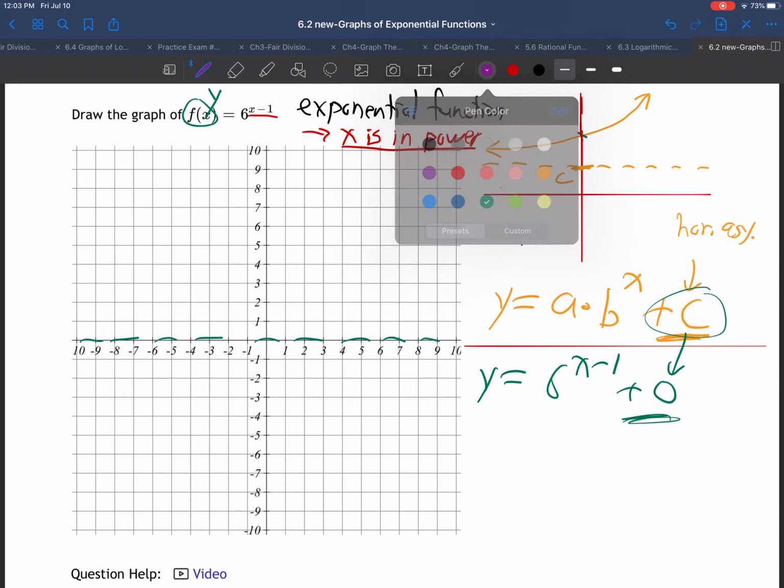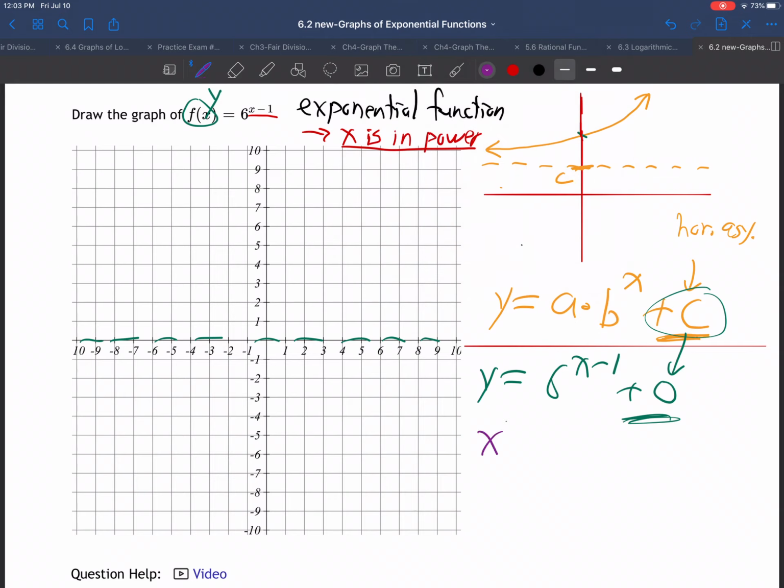Okay. Next, we need to graph some points. So how do we do that? Well, I'm just going to plug in whatever looks good. I usually just start with 0 because it's usually an easy number. It's going to do something a little strange here. We'll see. So plug in 0 for x. You're going to get 6 to the 0 minus 1. And that is 6 to the minus 1.